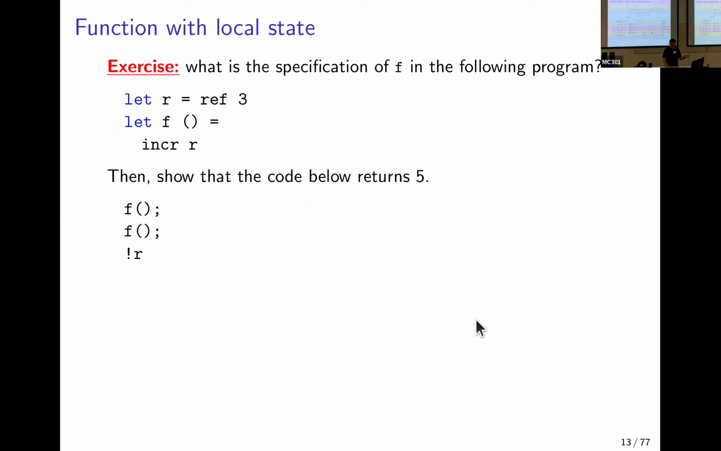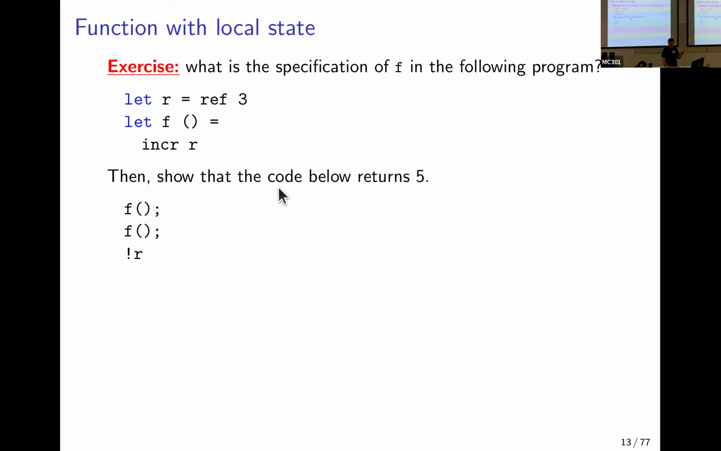All right. So now, something else. Suppose you have a function that has some local state. How do you specify it? So you have let r is equal to ref 3. You have a function that just increments r. How do you specify it? We won't even specify it, we're just having some examples. So f of unit, bang r.